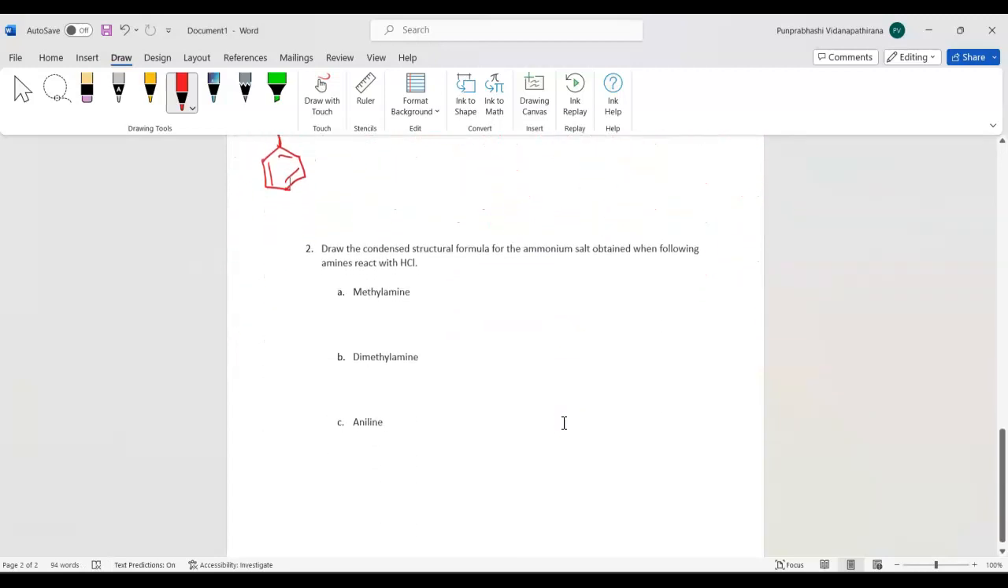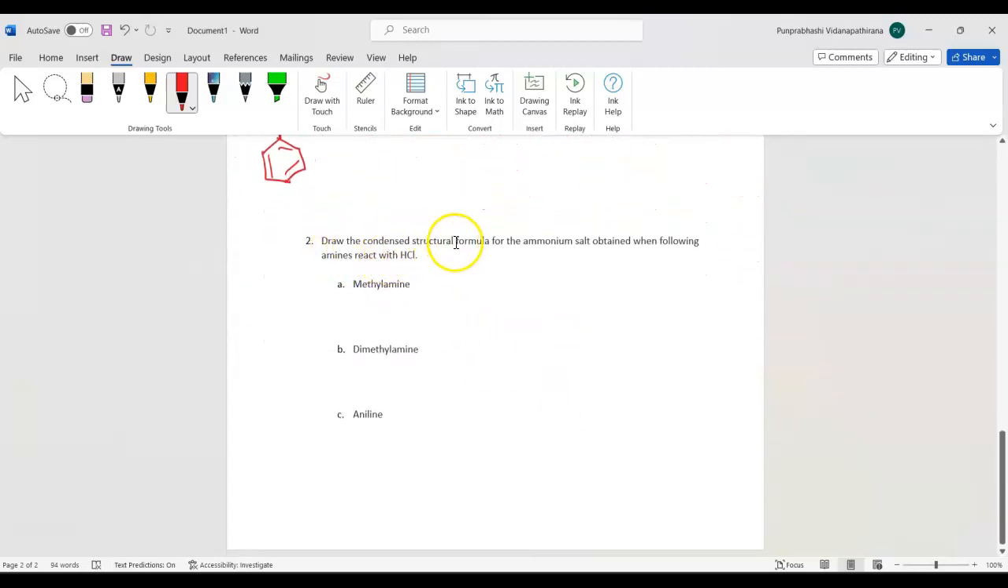Okay, the second one is draw the condensed structural formula for the ammonium salt obtained when following amines react with HCl. It's asking for the ammonium salt. Okay, now the amine is given in the question, and first of all, you need to figure out what is the structure for methylamine. Methylamine is, so this is the common name. Methylamine is CH3NH2. So once you react this with hydrochloric acid, so what happens?